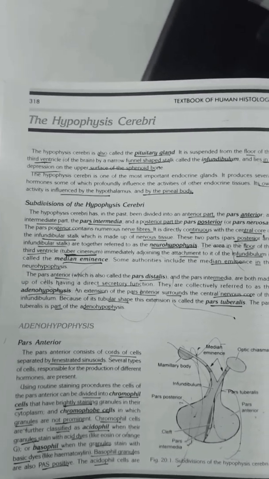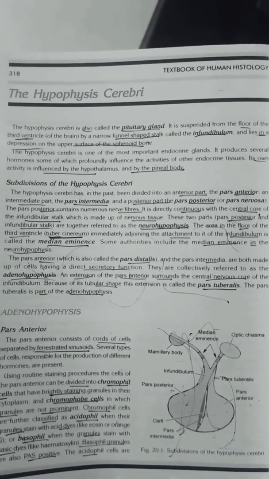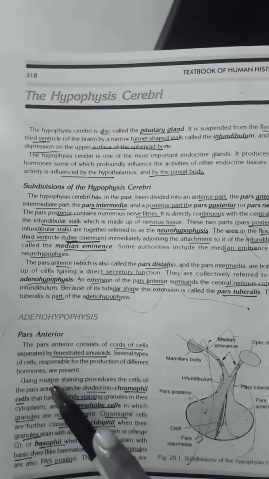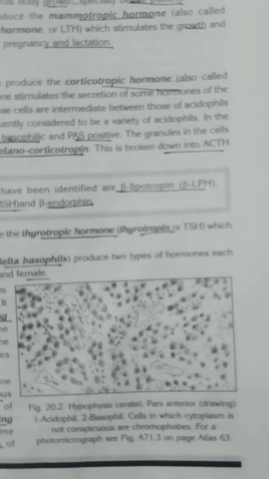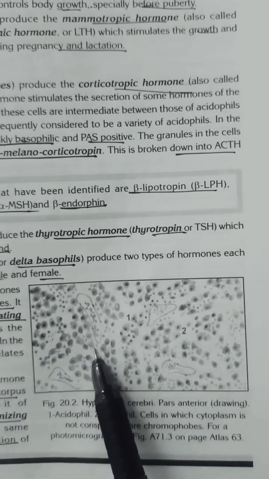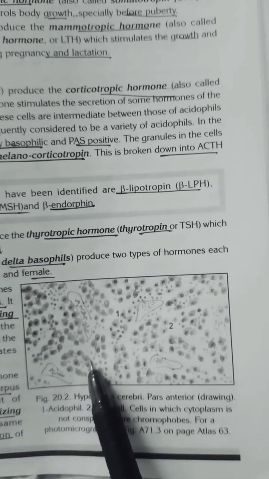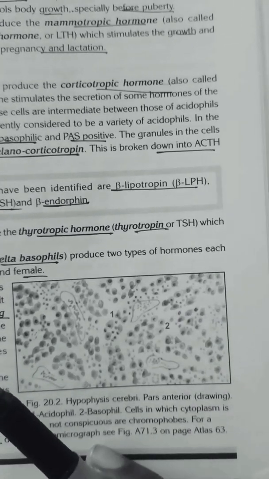Now let us begin the histology of the adenohypophysis. You can understand adenohypophysis means pars anterior. The pars anterior consists of cords of cells separated by fenestrated sinusoids. So we can see this is a pars anterior. It contains cords of cells, right, and they are separated by, you can see, fenestrations, that is nothing but sinusoid gaps. And there are several types of cells, mainly producing different types of hormones.